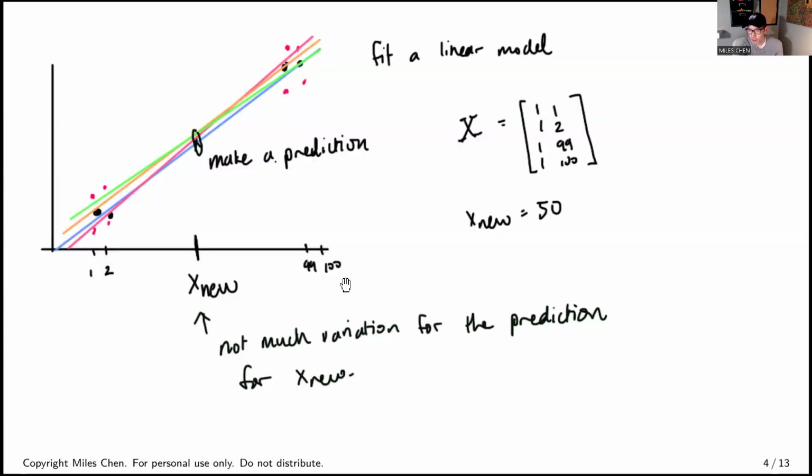I just want to check in and make sure this logic is reasonable and makes sense to you, or even this concept of variation in predictions.